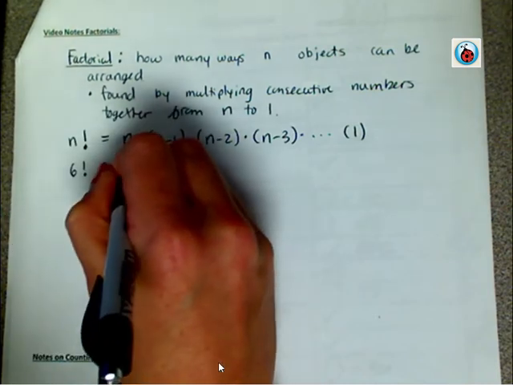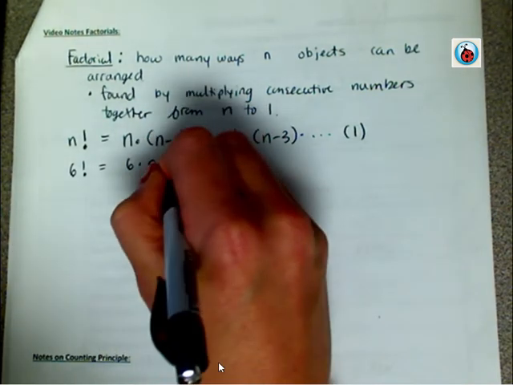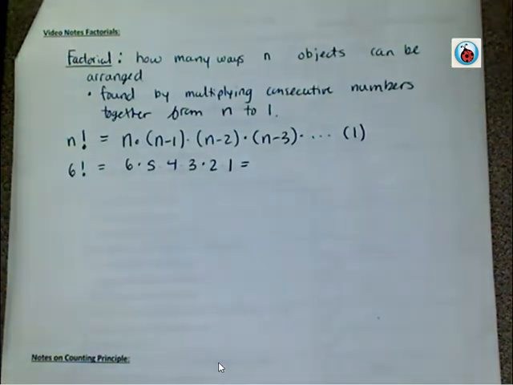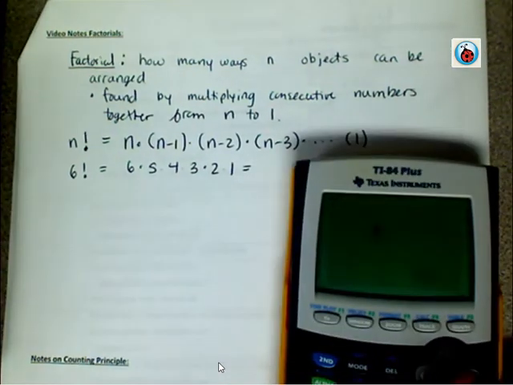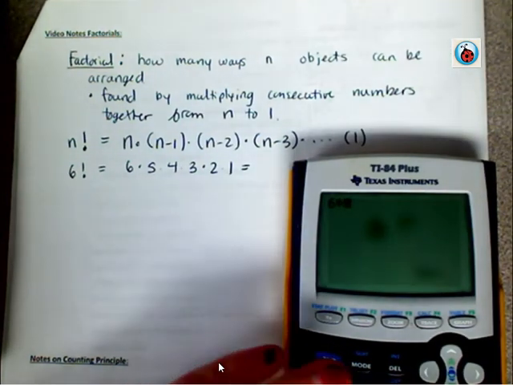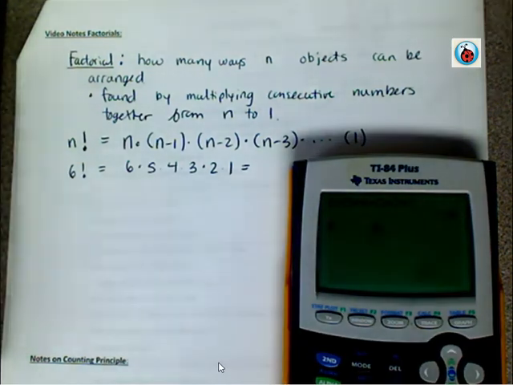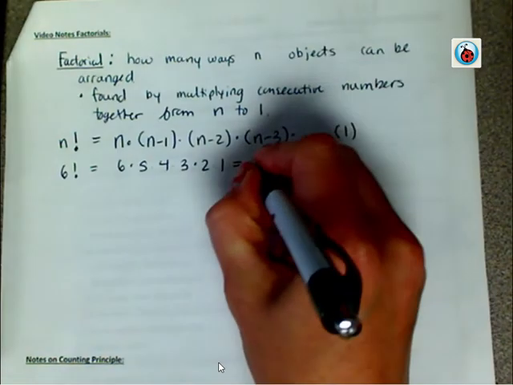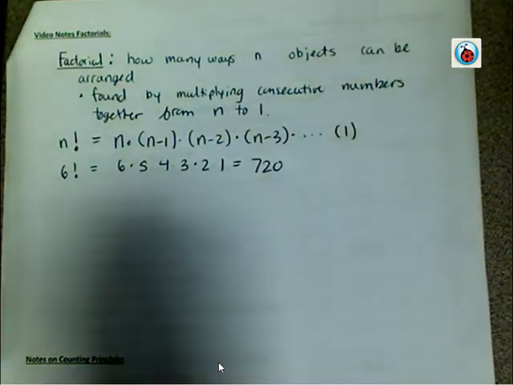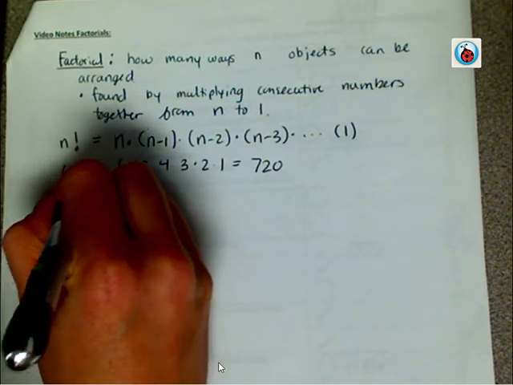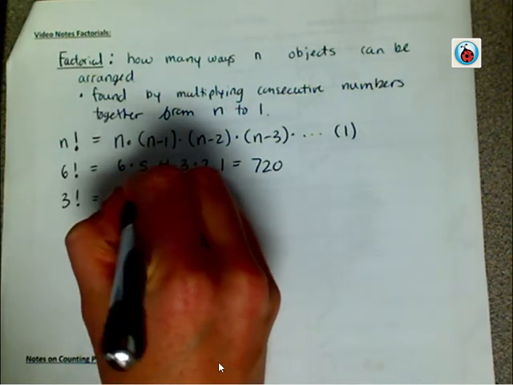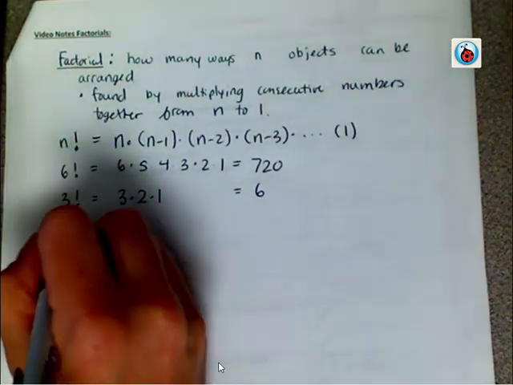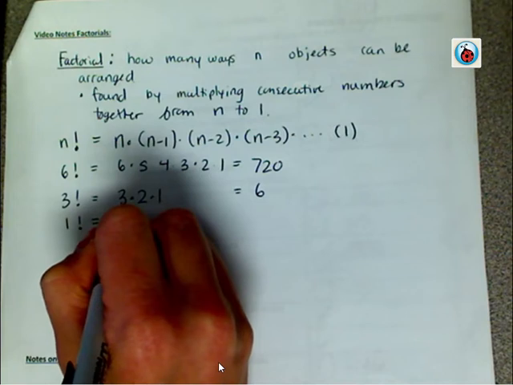Okay, so let's look at this. 6 factorial. 6 times 5 times 4 times 3 times 2 times 1. So let's go ahead and multiply those things together. 6 times 5 times 4 times 3 times 2 times 1. 720. Okay, so let's look at 3 factorial. 3 times 2 times 1. 6. Let's look at 1 factorial. 1.